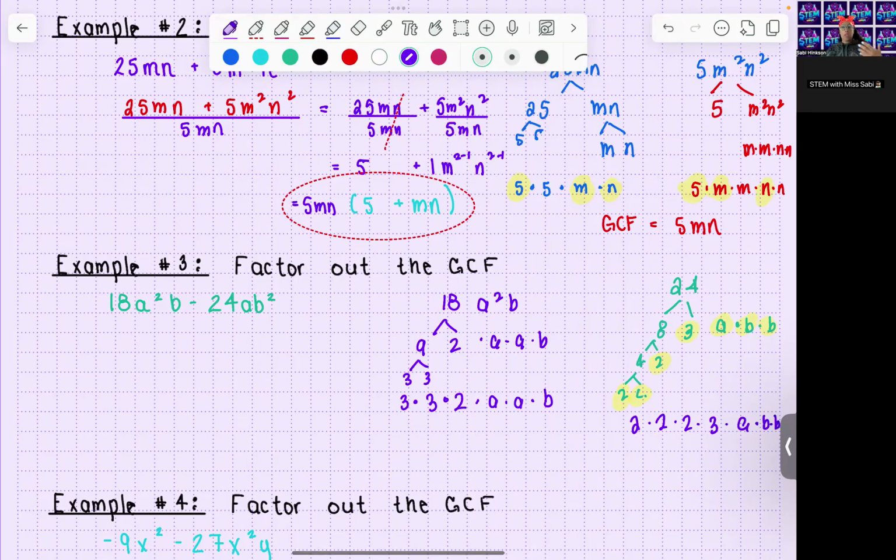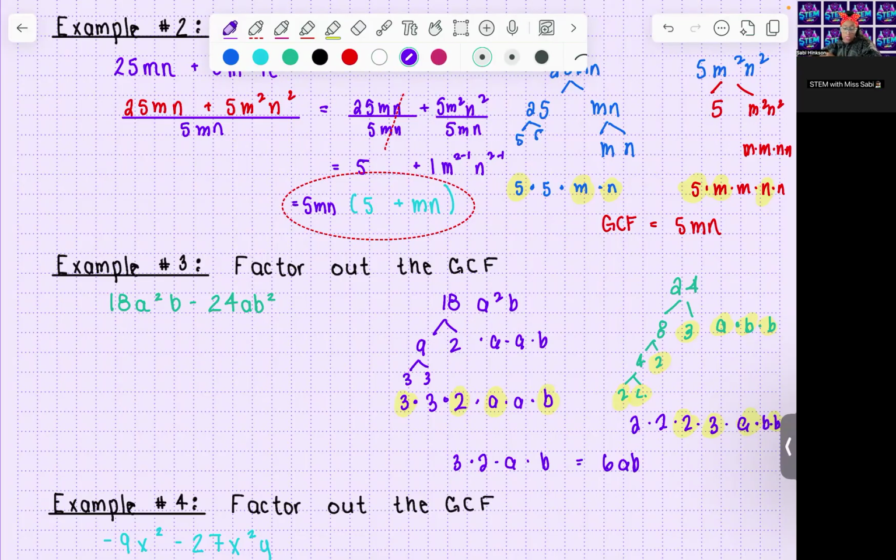Now let's look and see what they have in common, the greatest thing they have in common. They both have at least one 3. They both have one 2. They have an a and they have a b. So if I put that all together, what's the greatest common factor? 3 times 2 times a times b. So 6ab is the GCF.